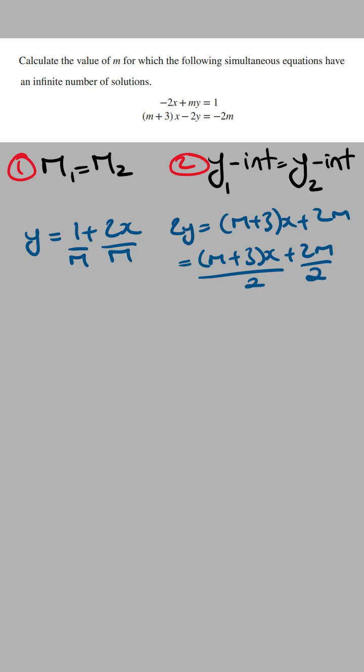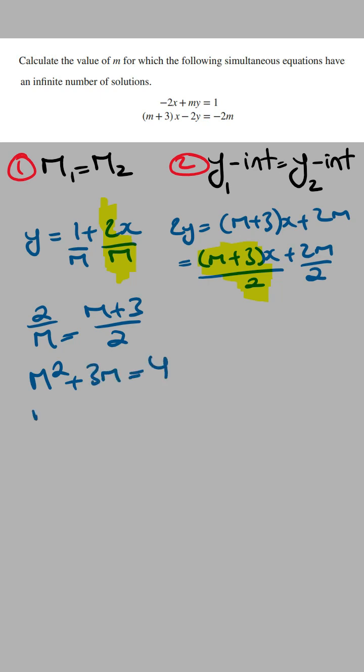Once we have y the subject for both of the equations, what we do is equate the gradient of each line. This is the coefficient of the x term. And so doing this, we're going to get 2 over m is equal to m plus 3 over 2. From here, we just solve for the values of m. So cross multiplying, we're going to get m squared plus 3m, and this is going to equal 2 times 2, which is 4. Rearranging this, this is going to be m squared plus 3m minus 4 is equal to 0.